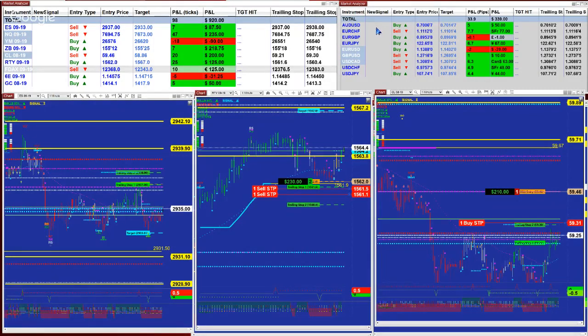The same thing applies on the Forex. If you are a Forex trader, you can see the new signal comes here, and then you can follow the entry, sell or buy, and then it gives you the number and it gives you the target. Very straightforward trading.